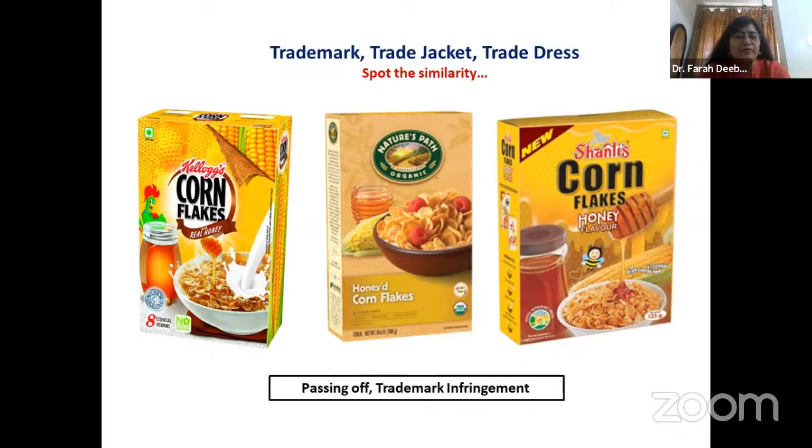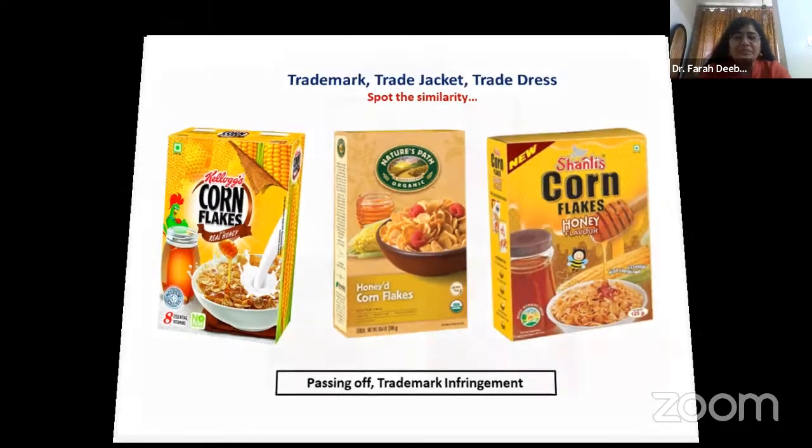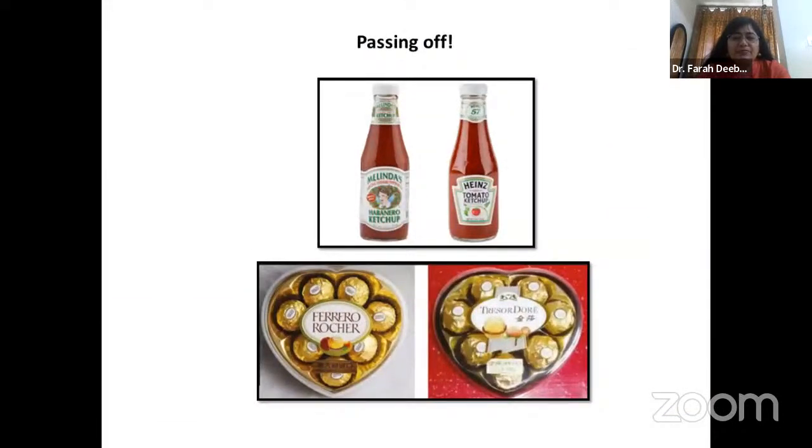It says honey cornflakes. The first one is the original, which has been copied by the last one, which is Shanti's cornflakes. And it's trying to imitate the white bowl, the honey bottle, the honey pourer, and the honeycomb design. So now you know that somebody's trying to fool the customer. This is a case of trademark infringement and passing off. So Kellogg's will take the Shanti's person to court. This is another example of Heinz and the copied version, Ferrero Rocher and the copied version.